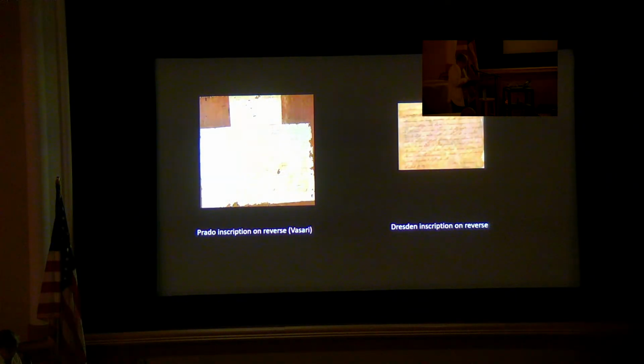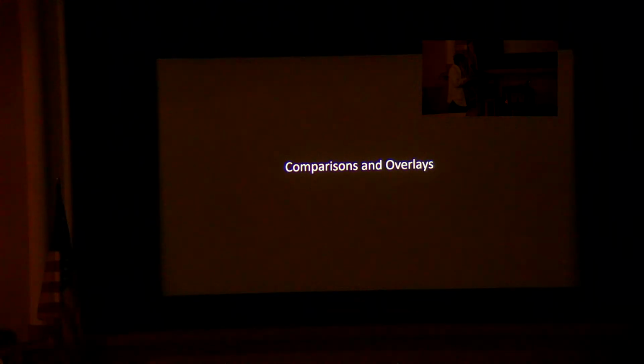As an aside, the inscription on the reverse of the Prado painting has not been transcribed, but a researcher in the technical office of the Conservation Department there reports that it appears to be a text by Vasari. The paper on the reverse of the Dresden painting is a short description of a restoration done in 1839. So people do like to glue things to the backs of paintings.